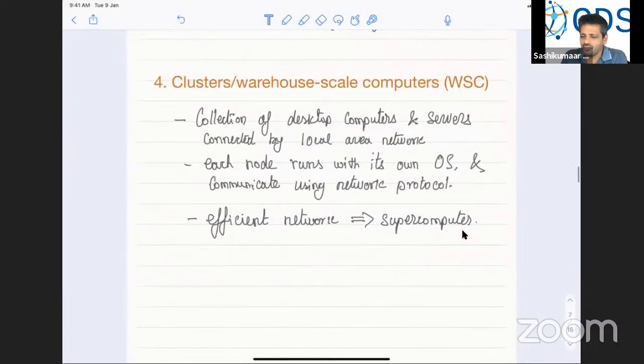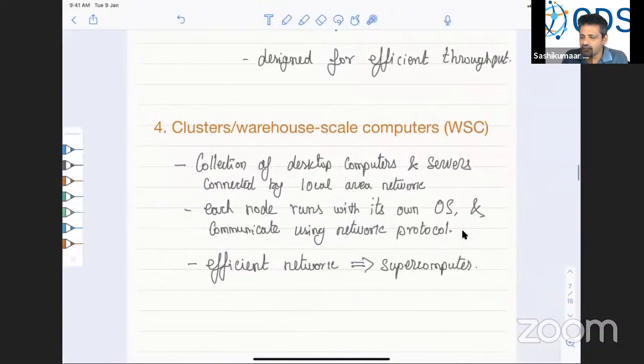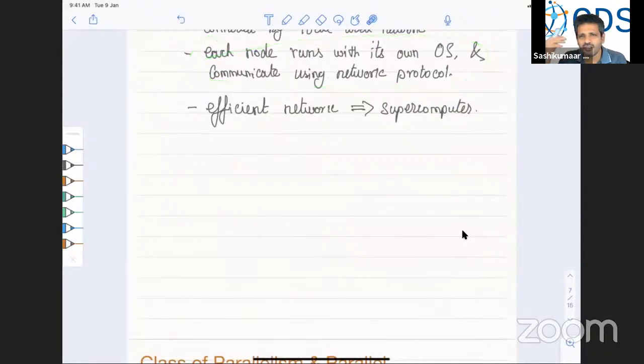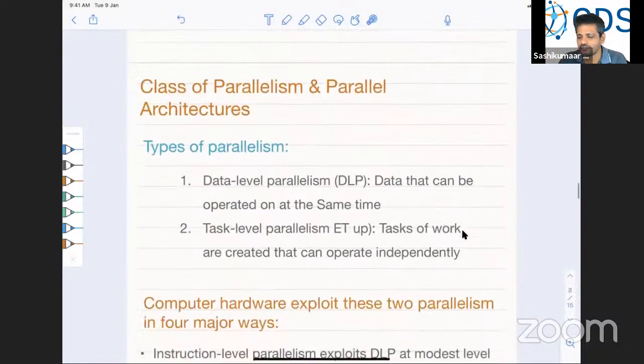So once you are coming into this category, the biggest challenge is how to handle the communications and so on. So that's where the problem comes, or at the same time the challenge comes. One has to read about it.